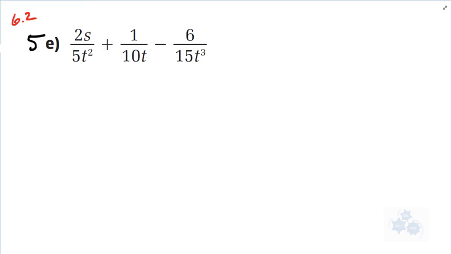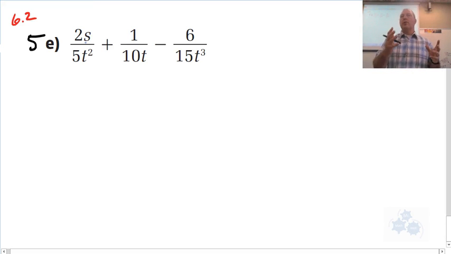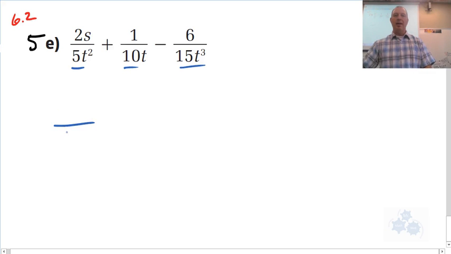Okay, 5E. There are 3 terms. We need a common denominator for each of the 3 terms. Now you don't have to multiply all of these terms together. You can be smart about it. There's a number that's a lowest common multiple of 5, 10, and 15, and that is 30. So you need to write each of these over 30.